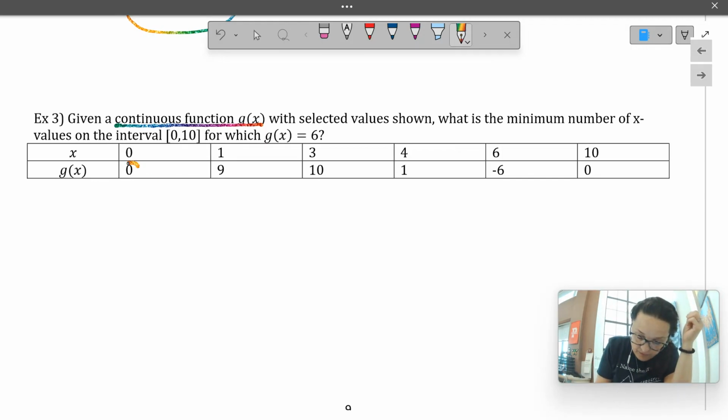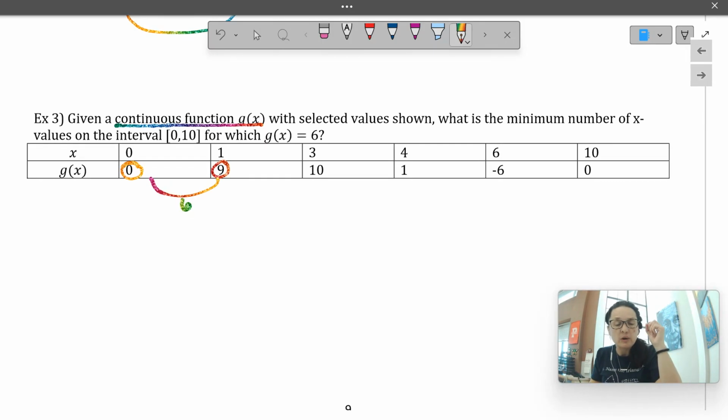Well, let's see. y goes from 0 to 9. Well, if I go from 0 to 9, there's got to be a 6 in between here. y goes from 9 to 10. 6 doesn't have to be between 9 and 10. Skip that. y goes from 10 to 1. Yep, I got to hit 6 somewhere between 10 and 1. From 1 to negative 6. Nope, no 6 in there. From negative 6 to 0. Nope, no 6 in there.